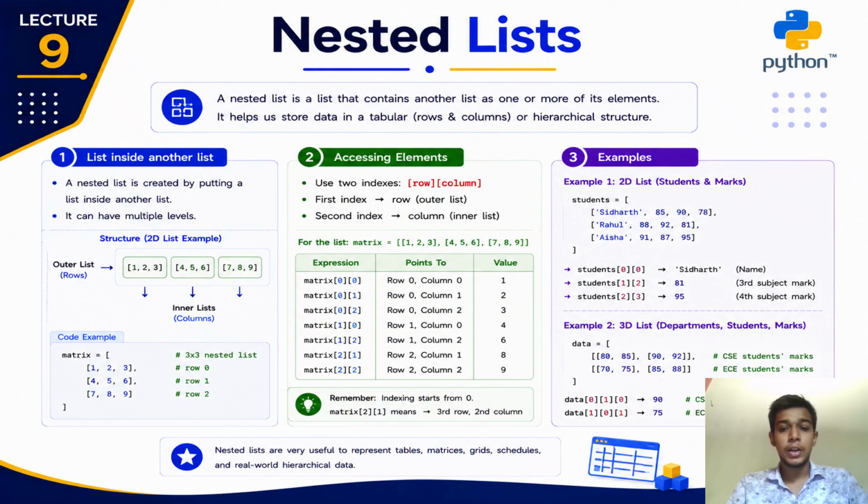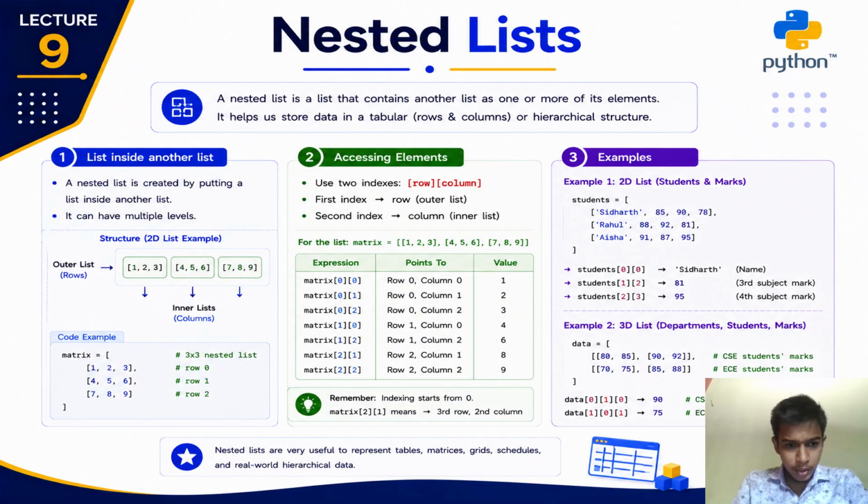Now that we have learned how to create a list, access elements, perform operations, and use list methods, let's learn about nested lists, which are useful when we need to store data in rows and columns just like a table. So what is a nested list? A nested list is simply a list inside another list. In other words, one list can contain multiple smaller lists as its elements. This helps us organize related data in a structured way.